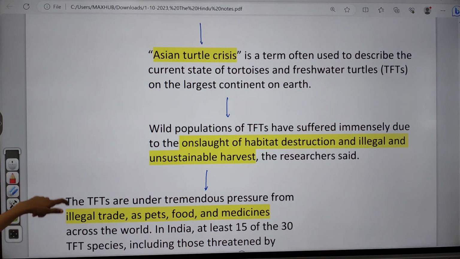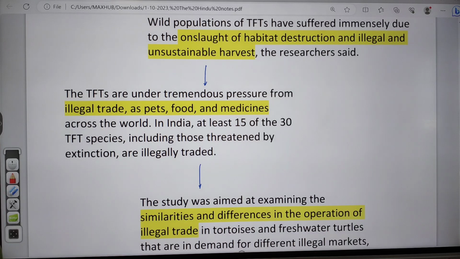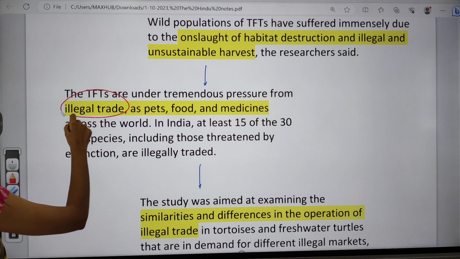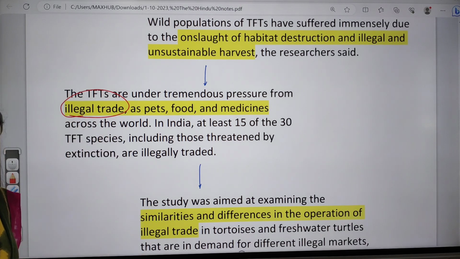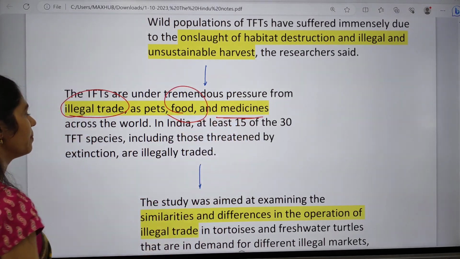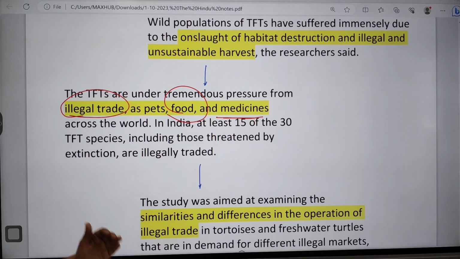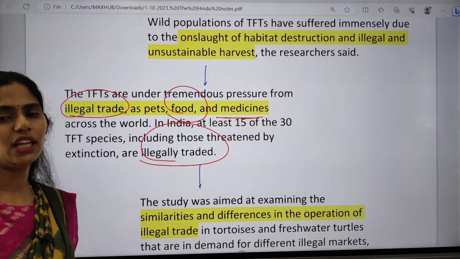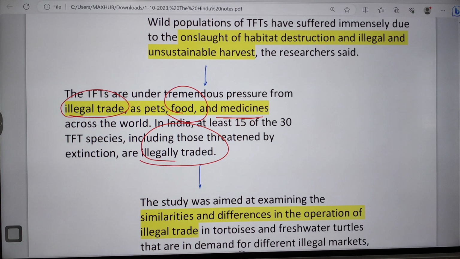And actually these tortoises and turtles are also under pressure from illegal trade. Earlier they were kept as pets, but now they are coming onto plates, and they are even used for food as well as medicines across the world. Because of this, tortoise and turtle species are decreasing, illegal trading is increasing, and even extinction is being seen.